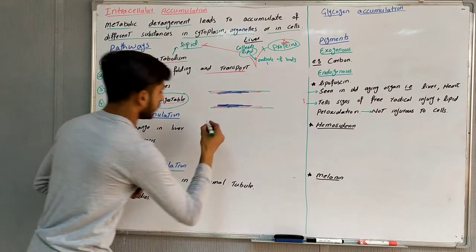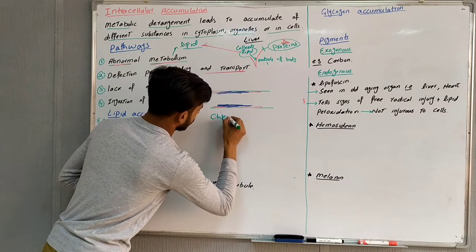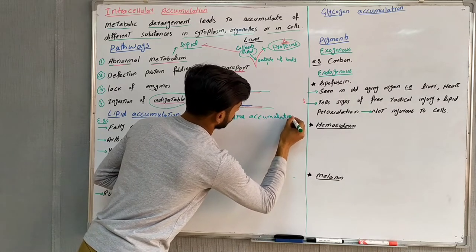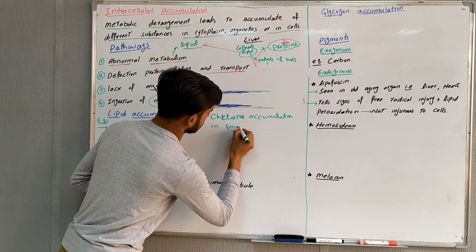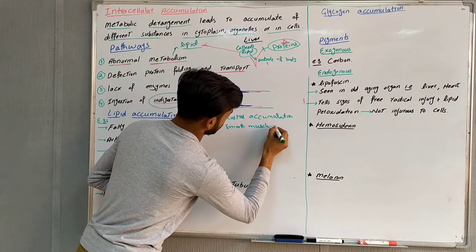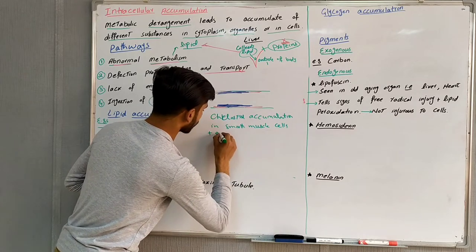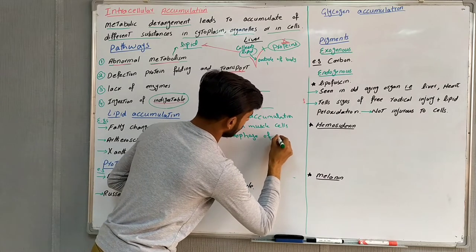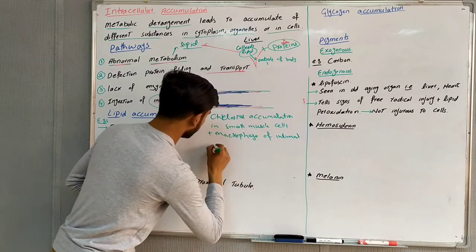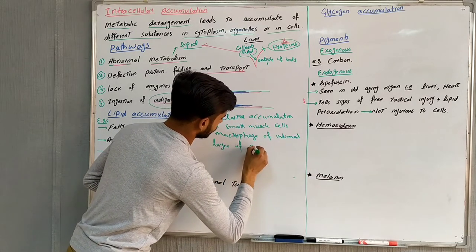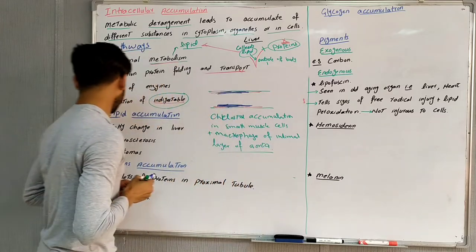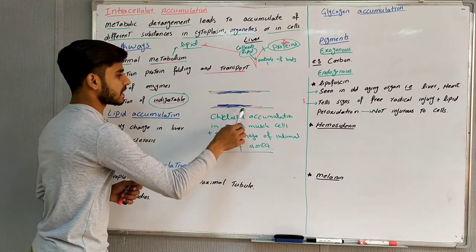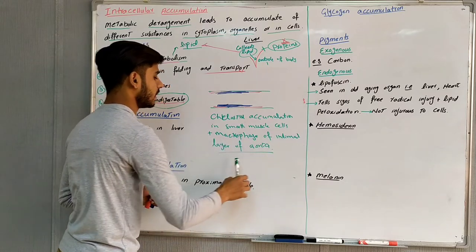What in this case, there will be cholesterol accumulation in smooth muscle cells, plus also in the macrophages of the intimal layer of aorta. This is the definition of atherosclerosis. There will be the formation of plaque. Cholesterol will be accumulated in the smooth muscle cells of the aorta and macrophages of the intimal layer of aorta.